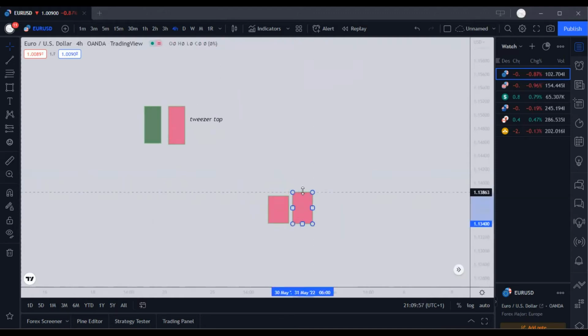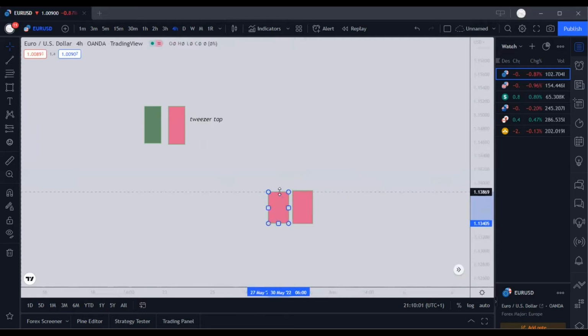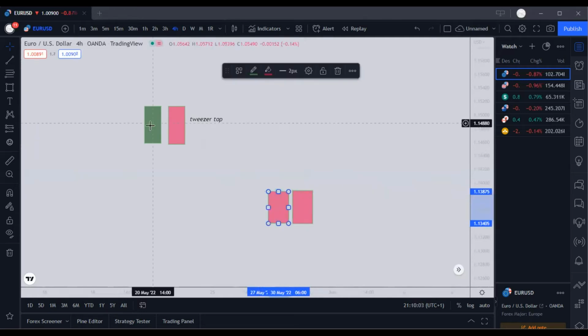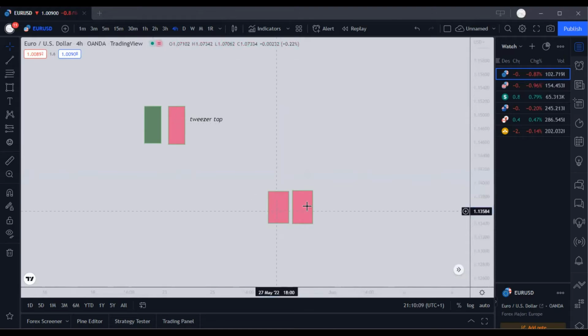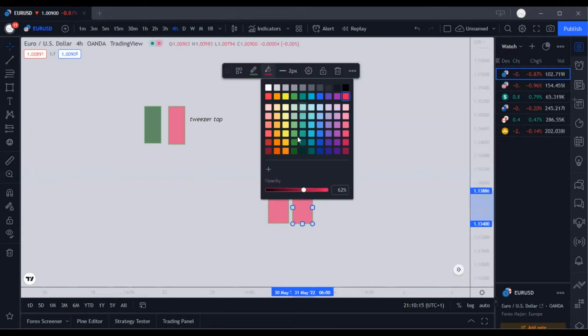Okay. They should be of different colors. It should be green and red of the same size. Red and green of almost the same size. You can just bypass small differences or the same size.